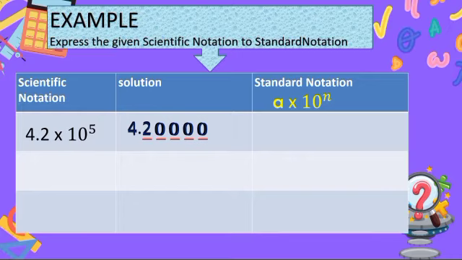Ayan. So, kukunin na natin, dahil dito huminto na. Wala na tong decimal na to. So, dito na huminto ang ating bagong decimal. So, i-a-adapt na natin, which is 420,000. So, ibig sabihin, ang ating standard notation ng 4.2 times 10 to the 5th power is 420,000.